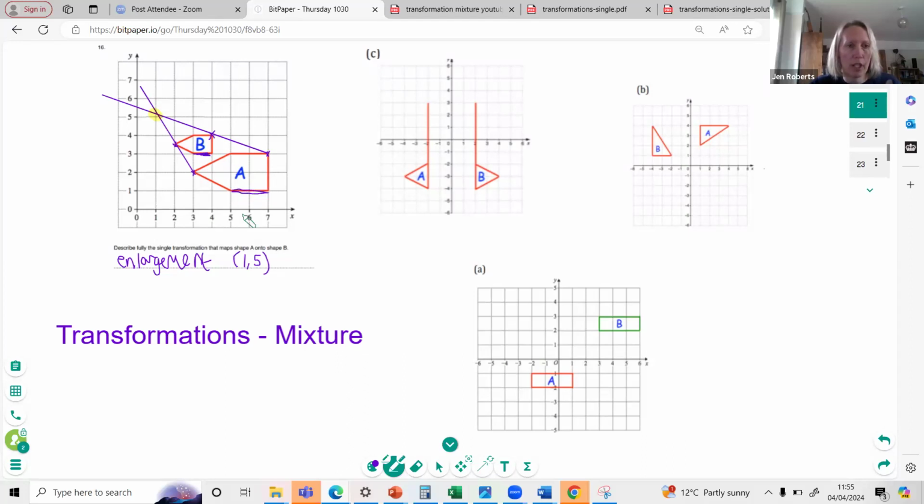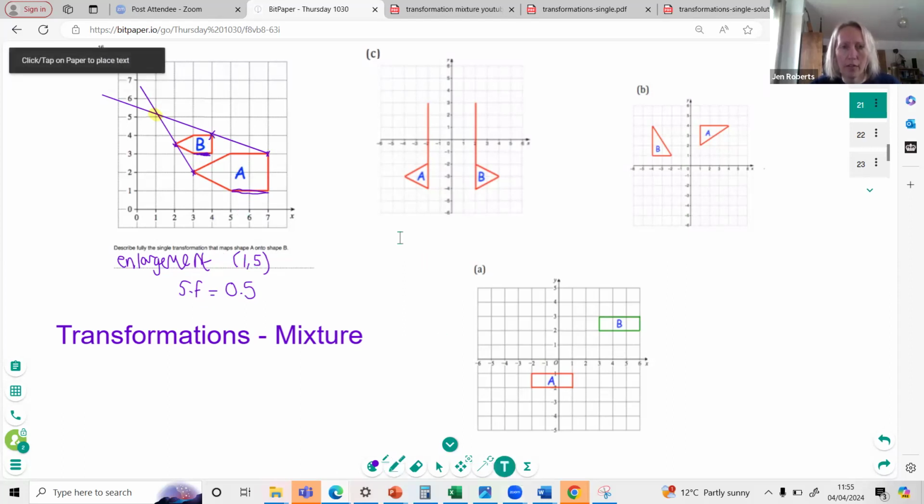So 1 divided by 2 is a half. So the scale factor here is a half, which kind of makes sense, doesn't it? Because it's half as big. So if it had been B to A, we would have done 2 divided by 1, which is 2. But it's not, it's A to B. So that's why we got a half there.